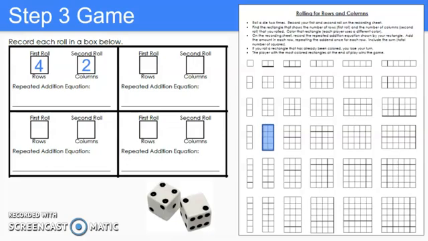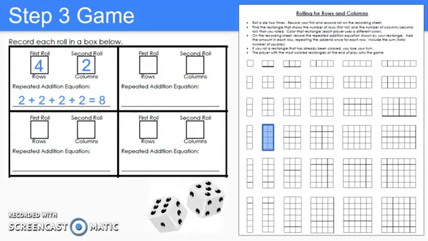Then the player records the repeated addition sentence to find the total number of squares. If a player rolls a rectangle that has already been colored, they lose their turn. The winner is the player with the most colored rectangles at the end of play.